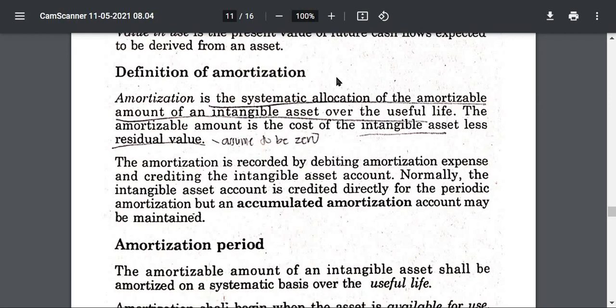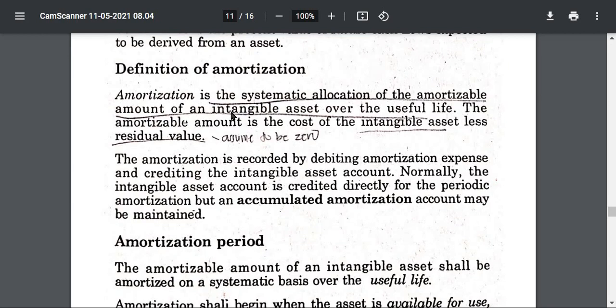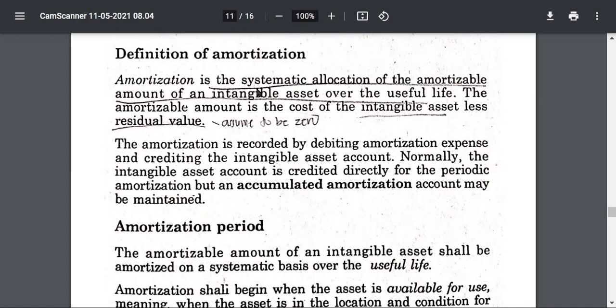Now, let's discuss more about amortization. So again, kung si PPE, dine-depreciate natin, si intangible asset naman ina-amortize. So amortization is the systematic allocation of the amortizable amount of an intangible asset over the useful life. So the amortizable amount is the cost of the intangible asset less residual value. So the same concept with PPE. So PPE, that's carrying cost minus residual value, that's the depreciable amount. Okay, kay intangible asset naman, that's cost of the intangible asset minus residual value, that's the amortizable amount.